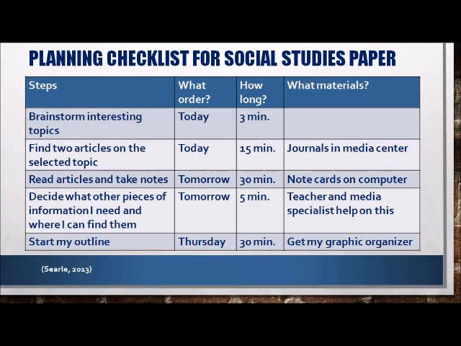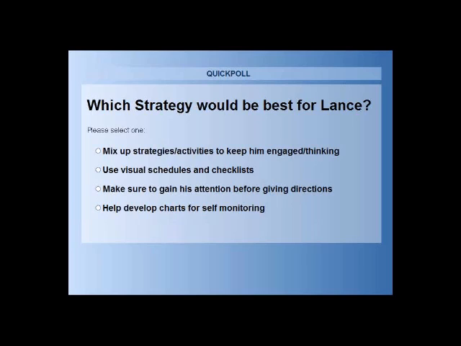Here is one I liked, where they were helping the student plan for a social studies paper, and they planned out the steps. So they're going to brainstorm today for at least 3 minutes. We're going to find 2 articles today for 15 minutes. We're going to go in the media center and look at journals, read articles, take notes. Tomorrow, note cards, fill out note cards on the computer, and then decide what else I need. So you can see it helps prepare for the whole week, what the student is going to do, and then there's a list of what materials they need. The only thing that's missing here, I probably would like a column where they check it off, but it is a good example of how to help them plan for something.